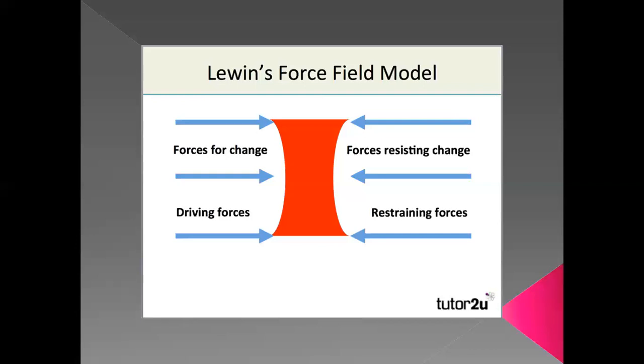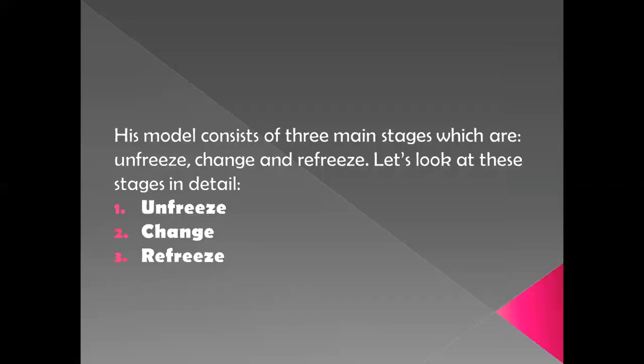Now, Kurt Lewin has given three stages of his model. These are the three main stages of the Kurt Lewin model. The very first stage is unfreezing. Unfreezing is the process by which people become aware of the need for change, why exactly we need to change, and what the exact demand for change is.